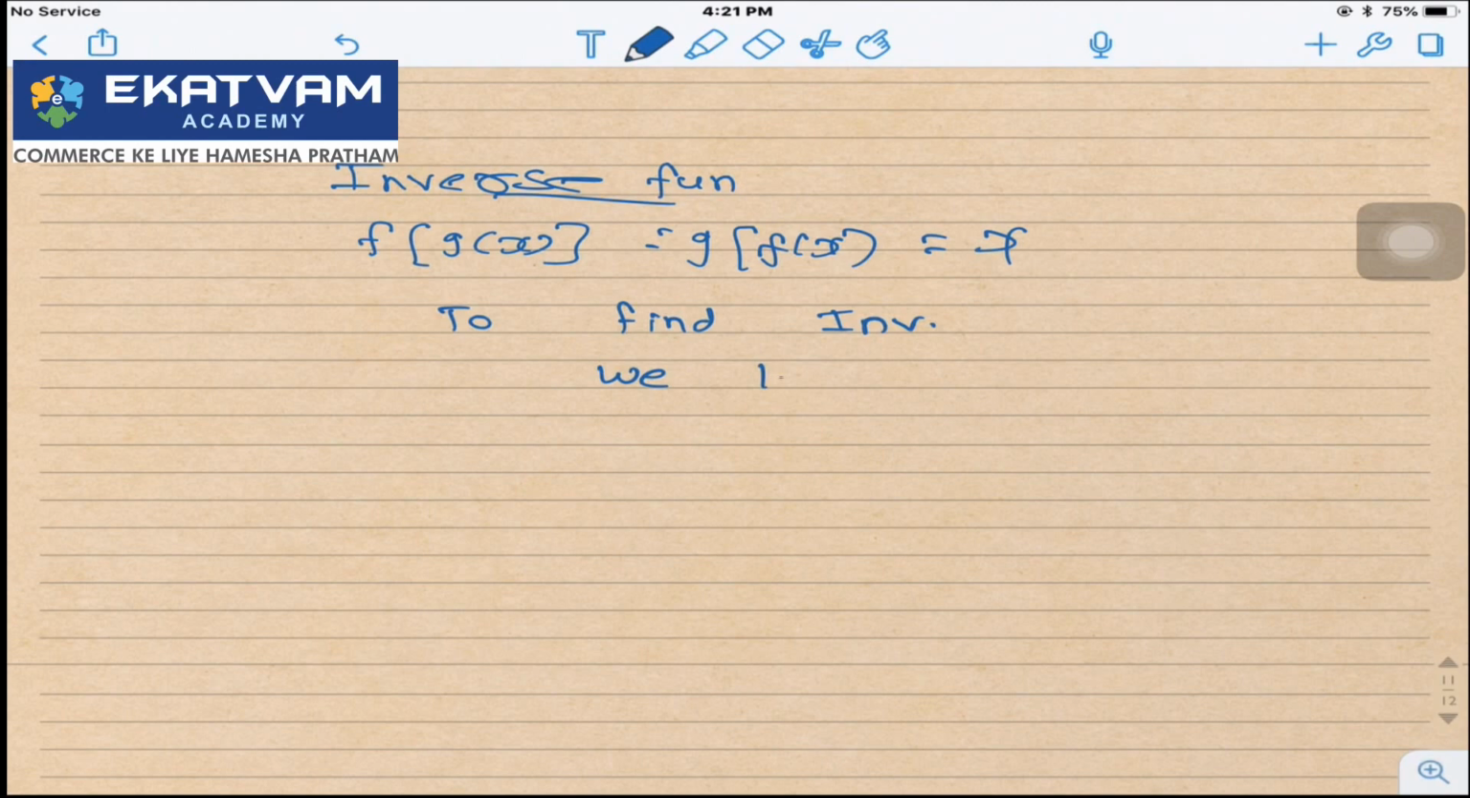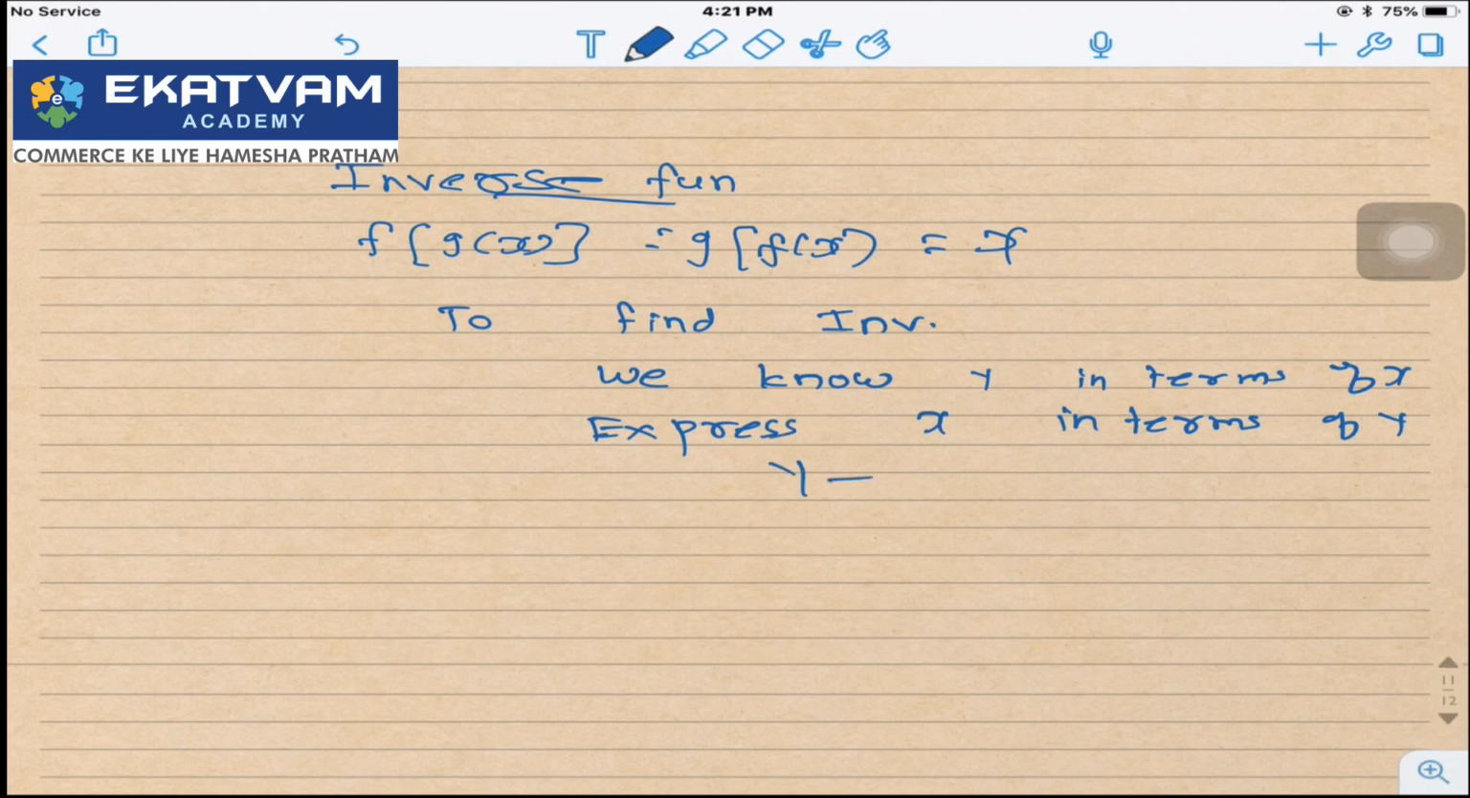We know y in terms of x. Express x in terms of y. And just replace y by x. And you get the inverse. So tell me what is the inverse of the function y equal to f of x equal to 3x plus 4.